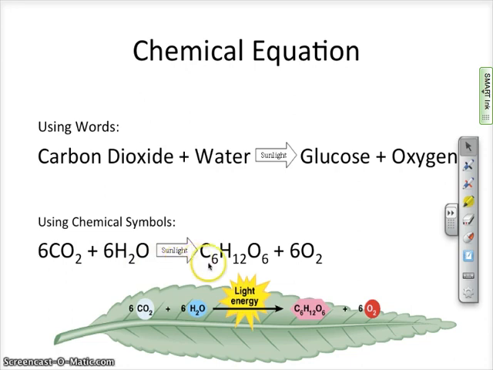yields glucose, which is represented by C6H12O6, plus 6 molecules of oxygen. One thing you should remember is that CO2 represents carbon dioxide, H2O represents water, C6H12O6 represents glucose, and O2 represents oxygen. That'll help you out later in chemistry as well.